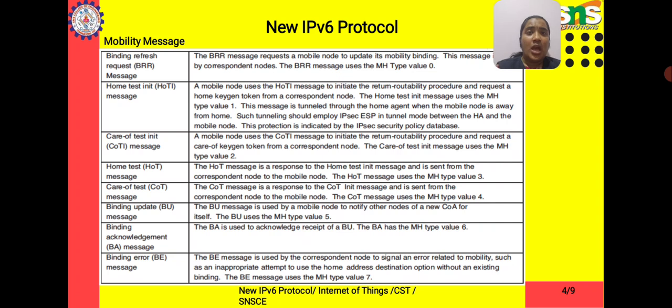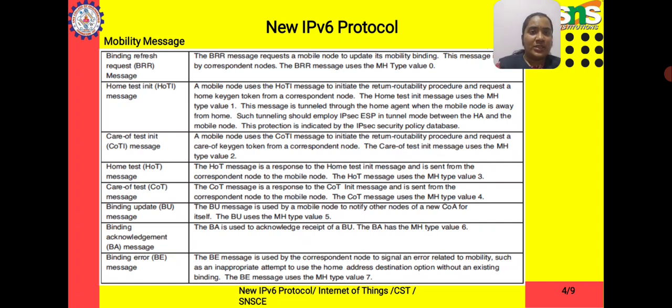In the mobility messages, the binding refresh request message is used to update the mobility binding of corresponding nodes, with MH type value 0. Home test init message: a mobile node uses the HoTI message to initiate the return routability procedure and request a home keygen token from a corresponding node. The home test init message has MH type value 1. This tunneling goes through the home agent when the mobile node is away from home. Such tunneling should employ IPsec ESP in tunnel mode between the HA and the mobile node.